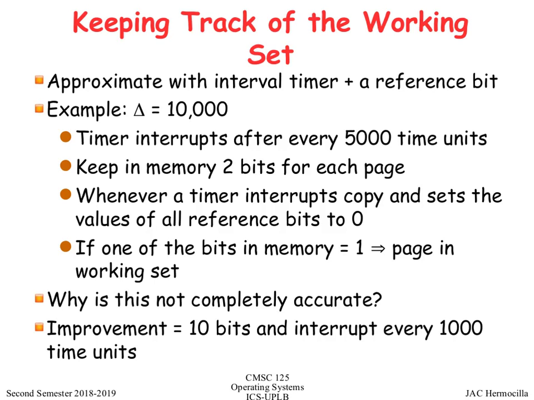But how do you keep track of the working set? We can do that by using a timer and a reference bit. The mechanism described here, para ma-keep track mo yung working set, is you have an interval timer, and for example you have a delta, the window size, of 10,000 instructions. The timer will trigger an interrupt after 5,000 time units. And then you also have additional information bits in memory for each page. Whenever the timer interrupts, copy and set the values of all reference bits to zero.